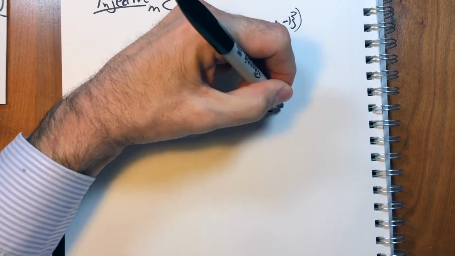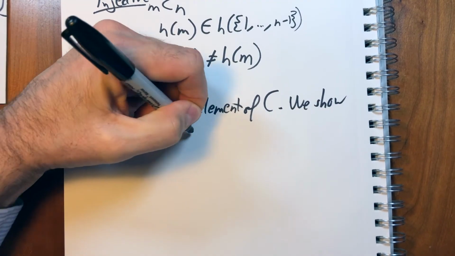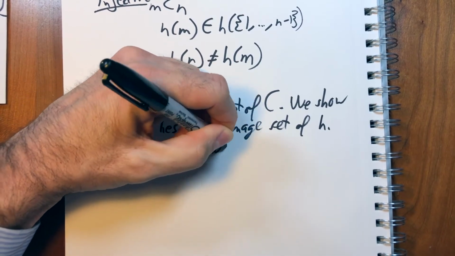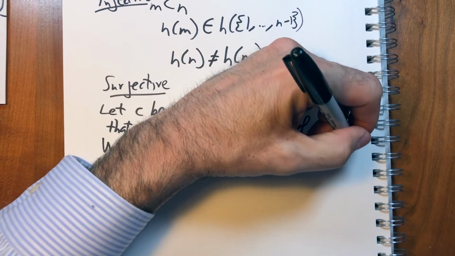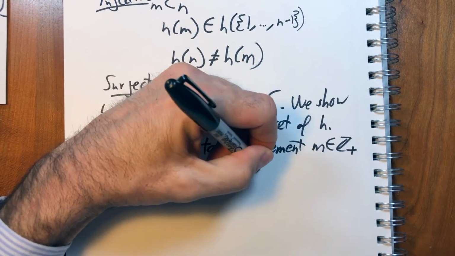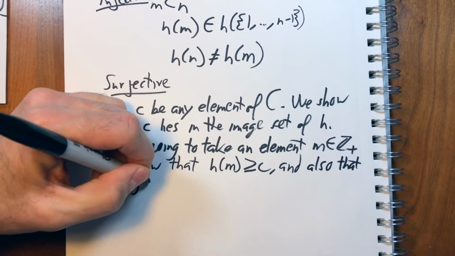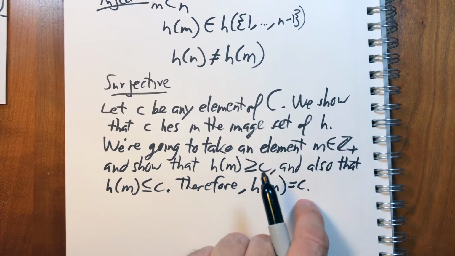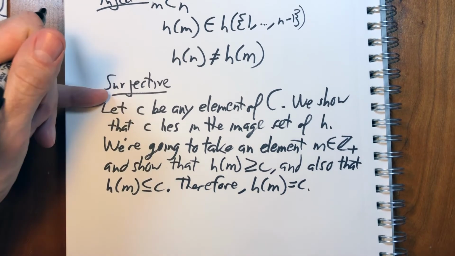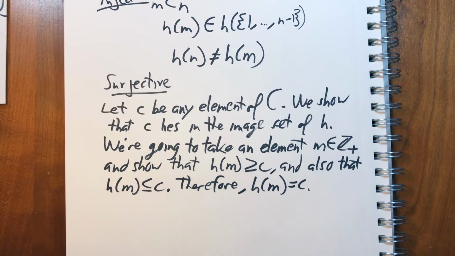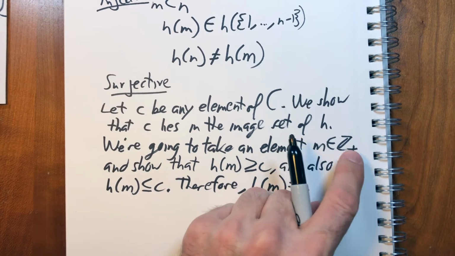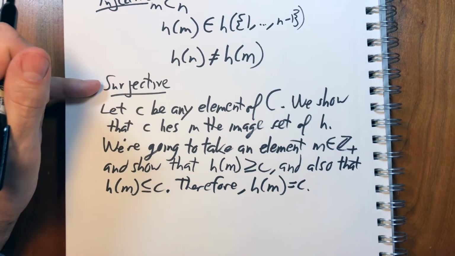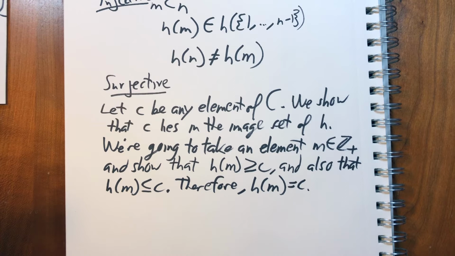So let C be any element of the set capital C. We're going to show that C lies in the image set of H. We're going to take an element m from the positive integers and show that H of m is greater than or equal to C, and also that H of m is less than or equal to C, and then that shows that therefore H of m equals C. And that will show, since we're taking an arbitrary element of C and we're showing that there's some element m of the positive integers that H sends to C, that H is surjective. Okay, now the statements of the proof.